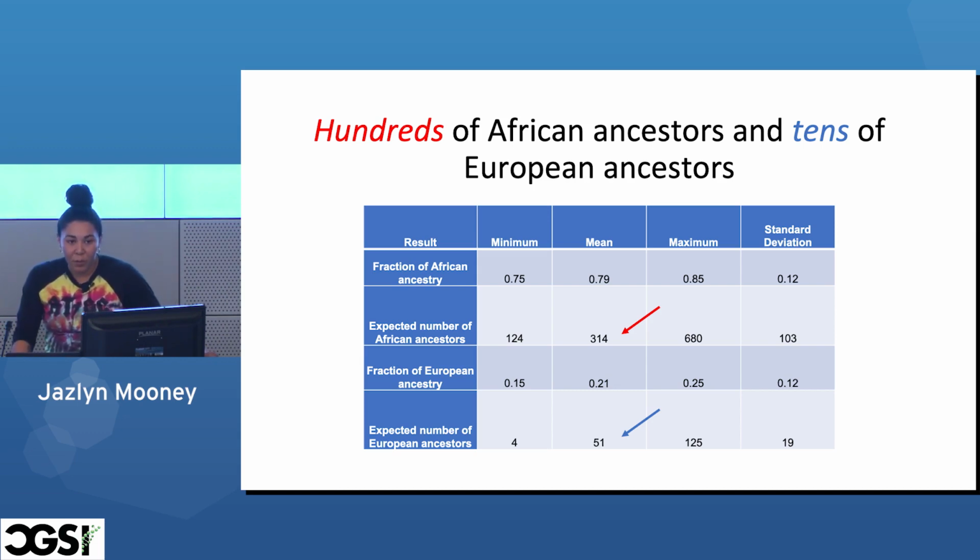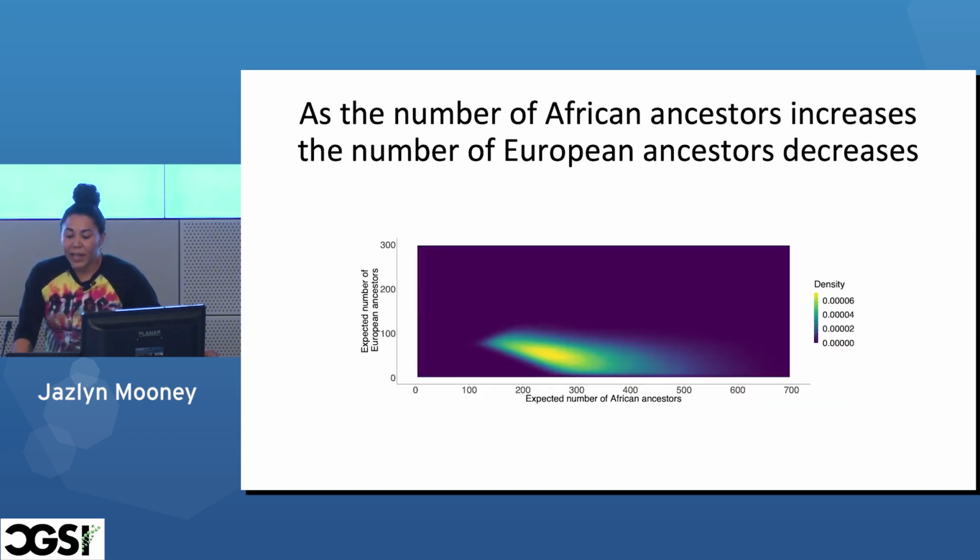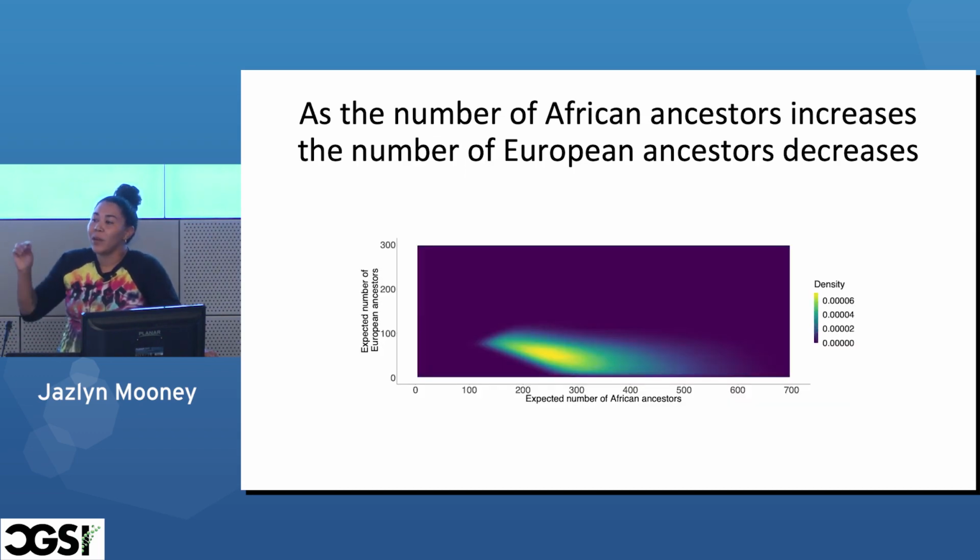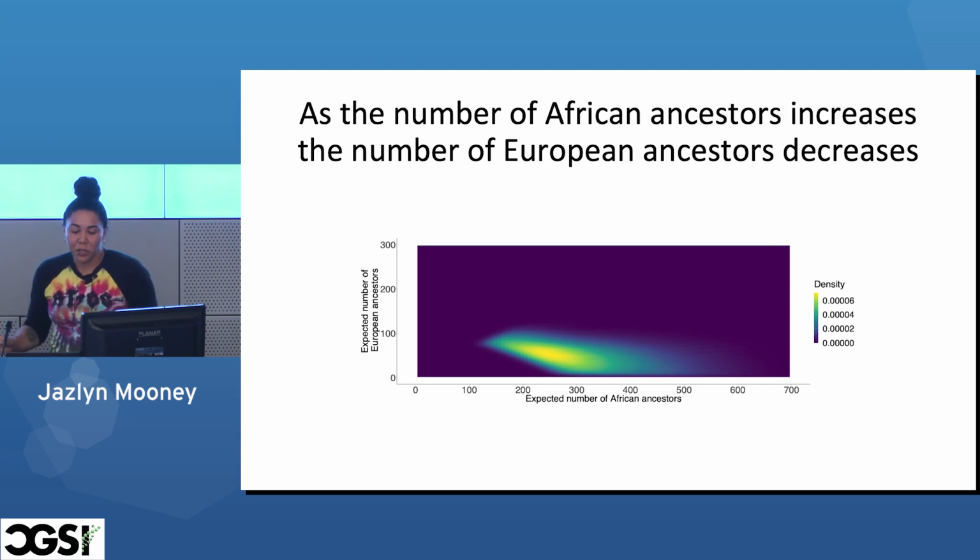What we find also is that if we look at our model, as we add more and more African ancestors, we see a decreasing number of European ancestors. And this makes sense, because there's a limited amount of space on a pedigree. If you're filling more and more of it with Africans, you have less and less space for those European ancestors. So we roughly see this trend where there's a negative correlation.